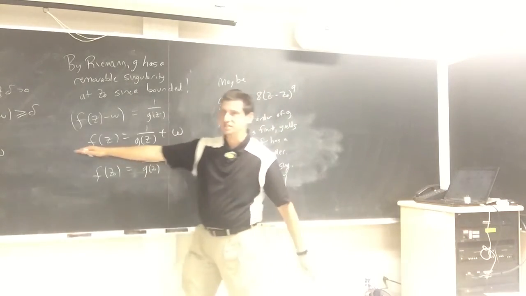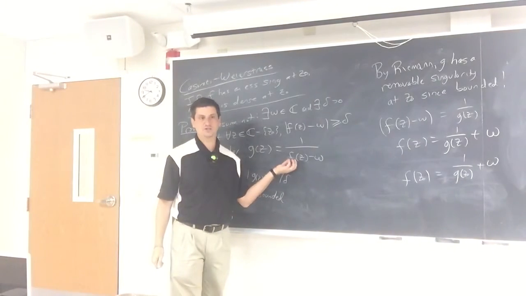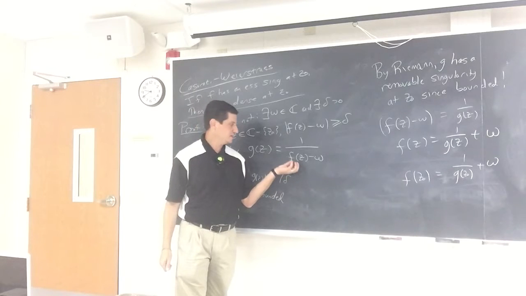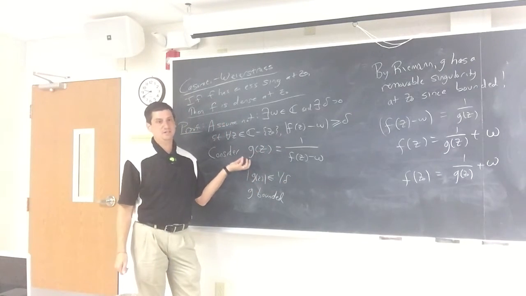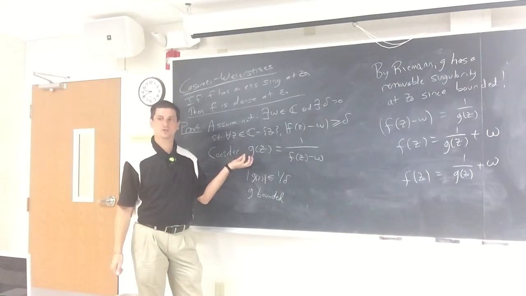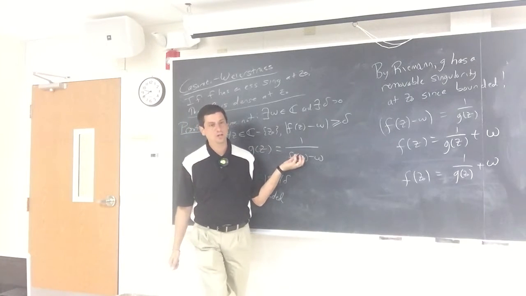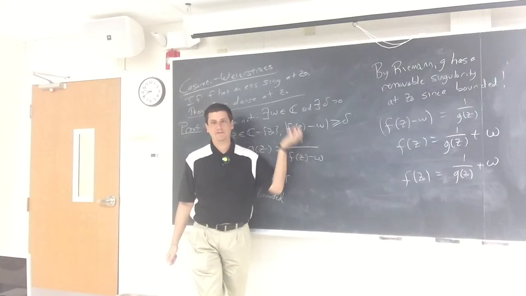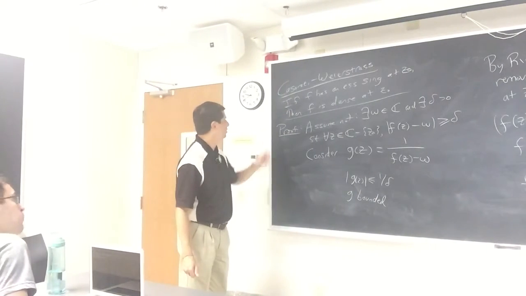Well, g can't be identically 0 because there is some variation here. f of z does change. So g can't be identically 0. So since it can't be identically 0, the only case that's left is g could have a 0 of, say, maybe degree 9 at z naught. Well, then this would give that f has a pole of order 9 at z naught. But we're assuming our function f does not have a pole. We're assuming it has an essential singularity. And that's now a contradiction.